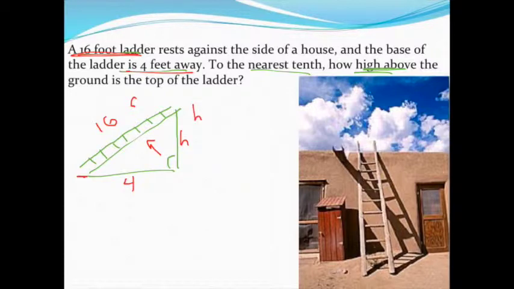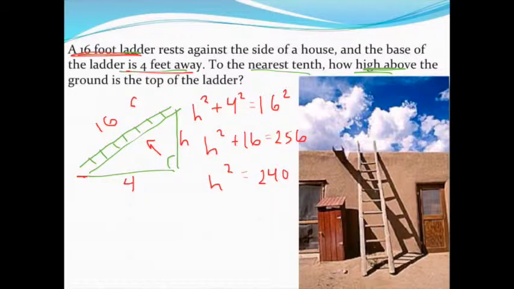So my two legs squared are going to be h squared plus 4 squared. That needs to be equal to the hypotenuse squared, which is 16 squared. If I square these values, I'll get 16 and then 256. Subtract 16 from both sides, so h squared is equal to 240. And then don't forget, we've not finished the problem at this point. I know the height squared, I want to know the height, so at this point I need to take a square root.